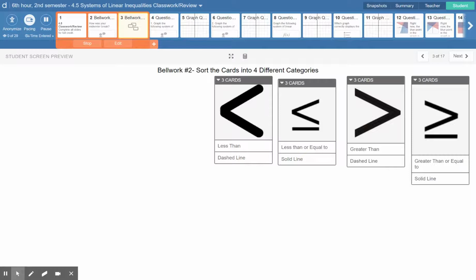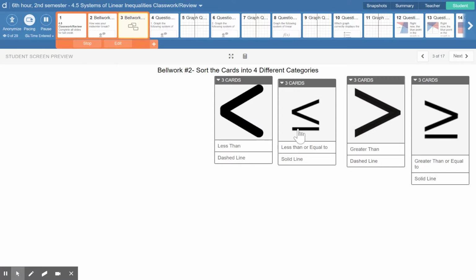Okay, in these notes, I've already matched up these cards. This is just a review. So this is the less than symbol, less than or equal to, because the equal sign's underneath it, greater than or equal to. So whenever you do not see a solid line, that's when you know it's a dashed line. It's kind of like an open circle back in topic 1.